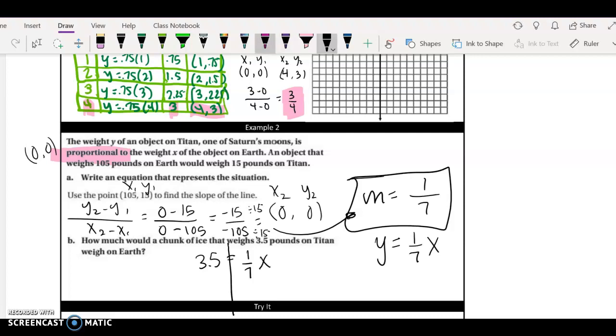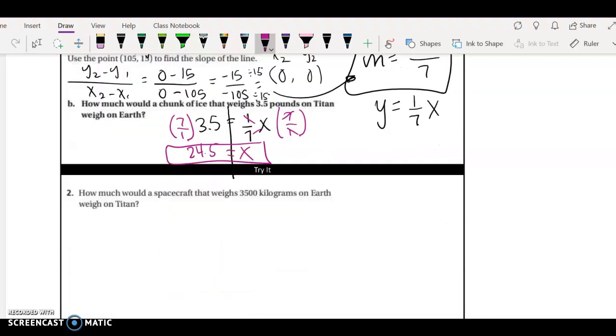Whenever I have a fraction, I multiply both sides by the opposite, so the flipped fraction, the reciprocal, and I get 24.5 equals x, because these canceled out. So it would weigh 24.5 pounds on Earth. 24.5 pounds on Earth will give us 3.5 pounds on Titan. So now I want you to try.